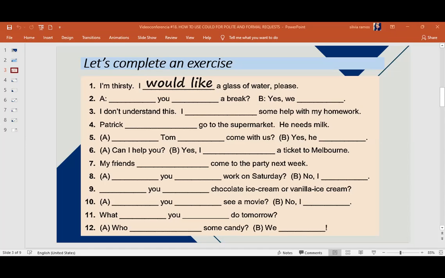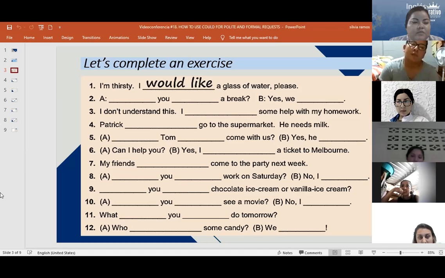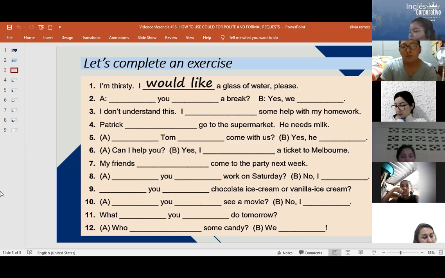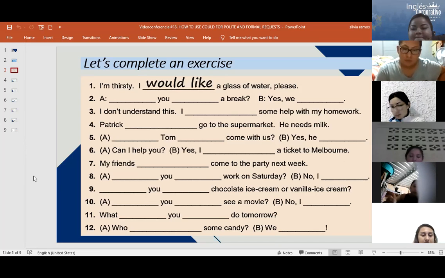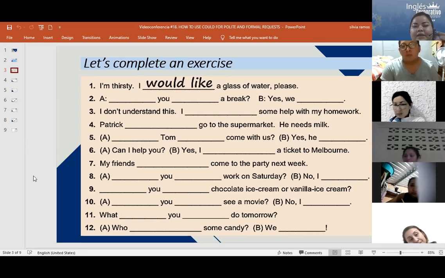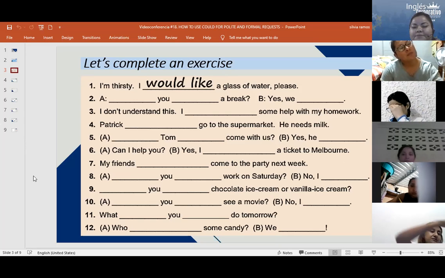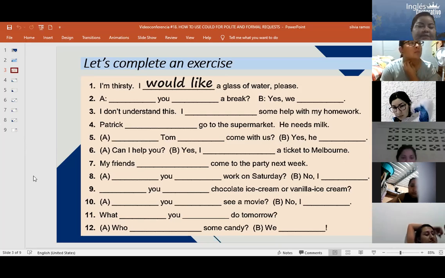Number 12, teacher, who would like some candy? Maybe. Maybe. We're gonna check the answer in a moment. I think everyone finished. Not yet? Ana ya terminó. No, Fatima ya terminó. I'm finished. Daniela también. I'm finished. Excellent, Brenda. Veronica, Jonathan.